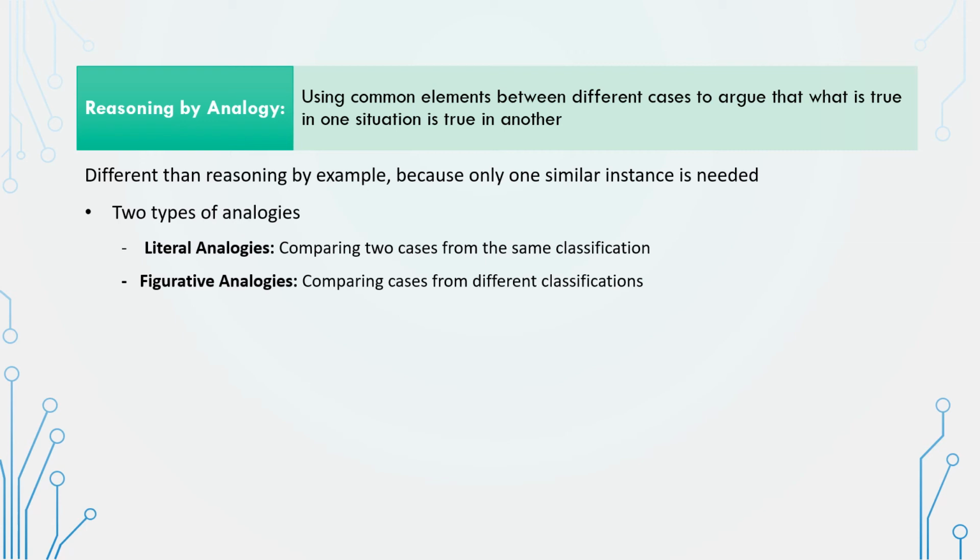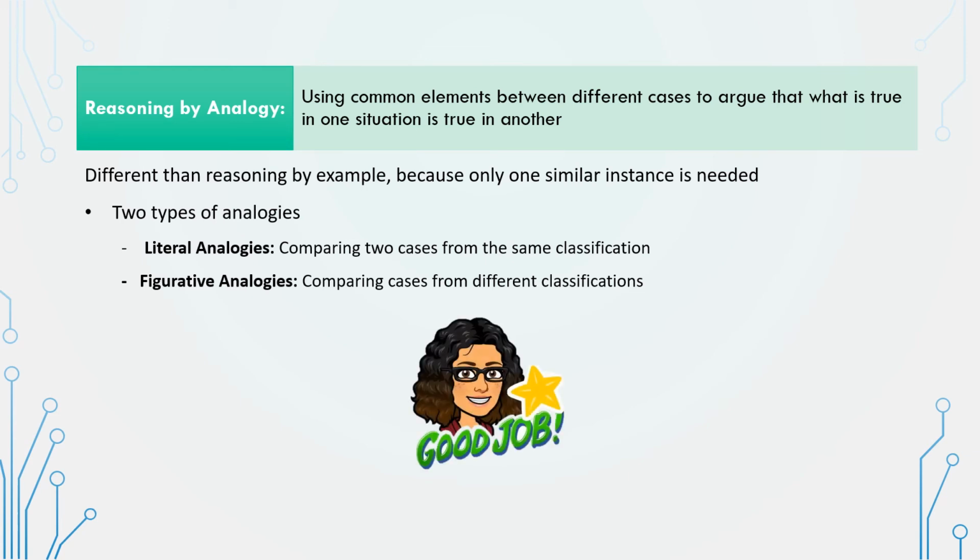Let's compare these 2 types of analogies with an example. Let's say you're talking to a friend that has to take COM 1100 next semester, and they ask you what you thought of the course. You could tell them that you don't really like public speaking, but you had an instructor you liked, and you think if they took the same instructor, they would like them too. This would be a literal analogy because you're comparing 2 cases from the same classification by saying that you and your friend are alike, it's the same course and the same instructor, so you expect the same result, that they would also like the instructor.